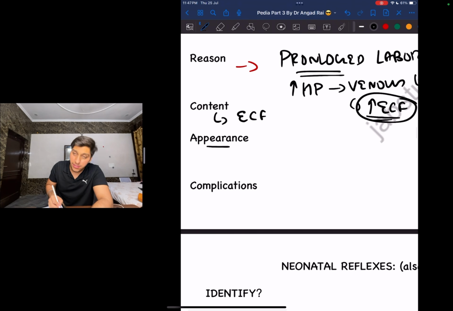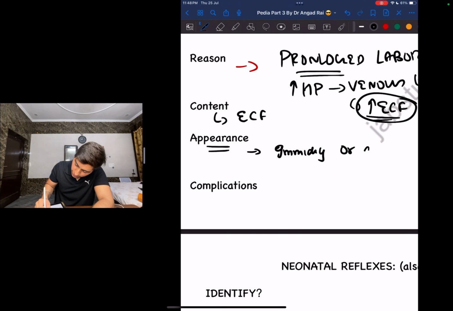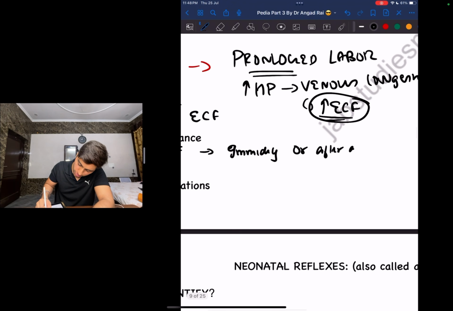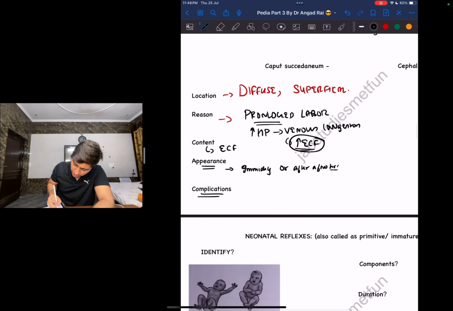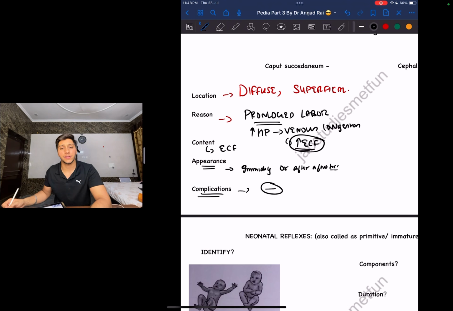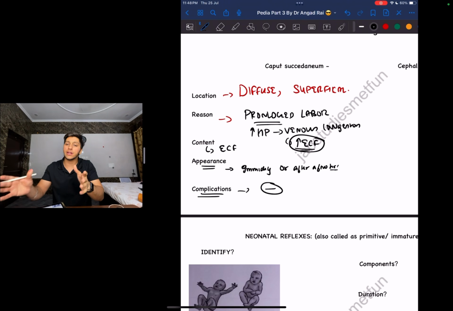When do you see this? You see this immediately or after some time, like within a couple of hours, after a few hours. Okay, are there any complications? Nothing, no complications, because this was just venous congestion. There was excessive extracellular fluid because there was increased hydrostatic pressure, so it pushed it outside. It will come back to normal.